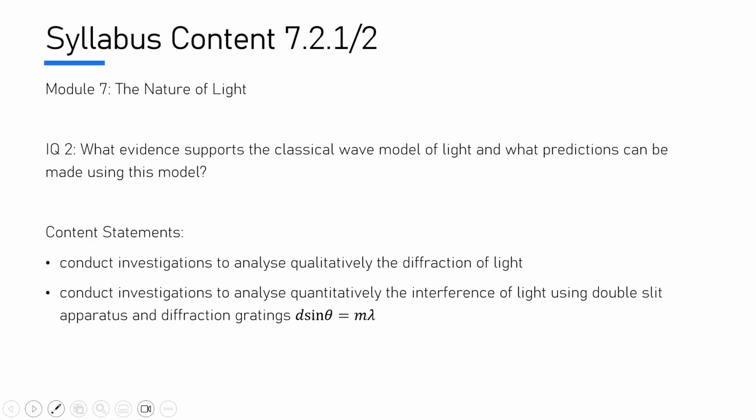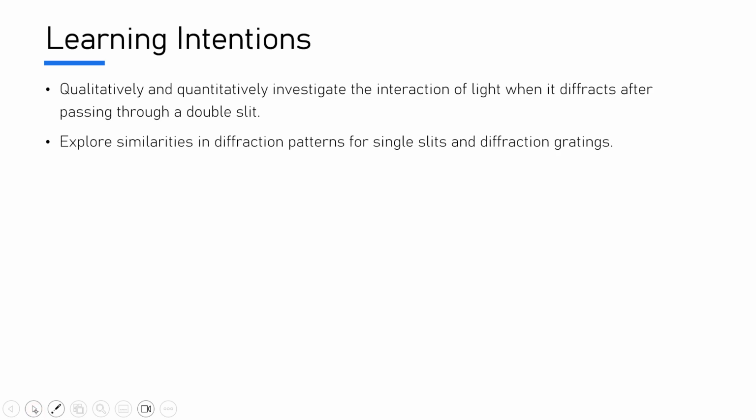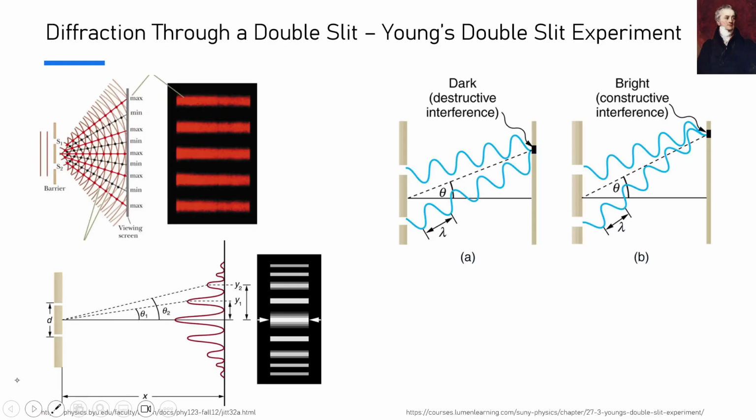And here we're going to be analysing the diffraction of light, particularly through a double slit apparatus, which is going to be used to replicate Young's double slit experiment and show this particular quantitative relationship here that can be observed when conducting the experiment. We're also going to be looking at some other different slits that cause diffraction, particularly diffraction gratings. So we're going to qualitatively and quantitatively investigate the interaction of light when it diffracts after passing through a set of double slits. And then we're going to be looking at the similarities that exist in diffraction patterns for a single slit scenario as well as our diffraction gratings.